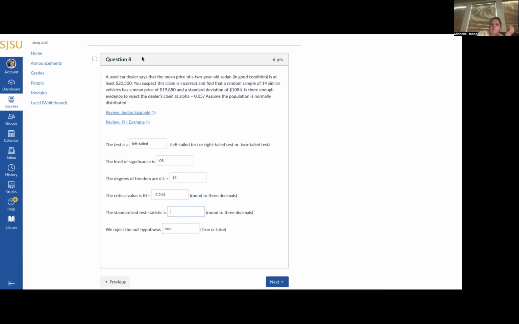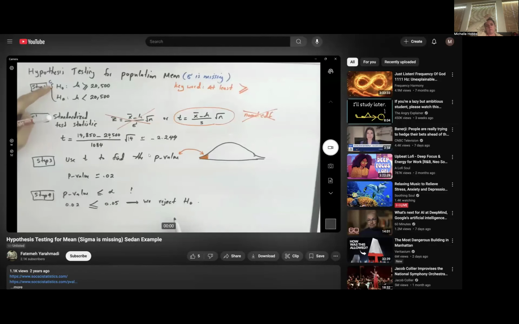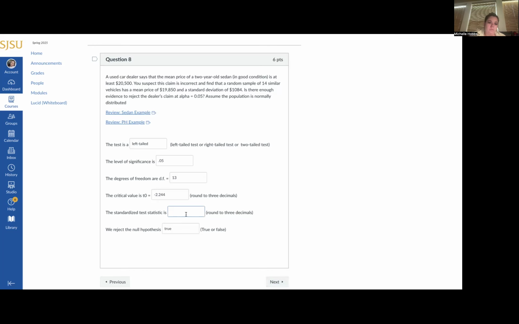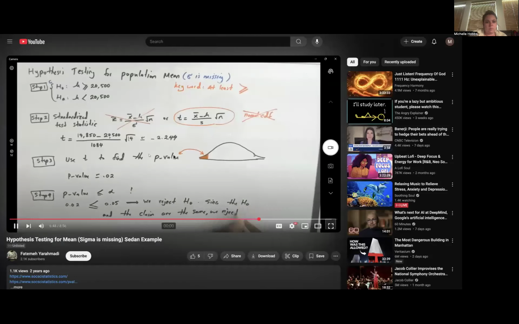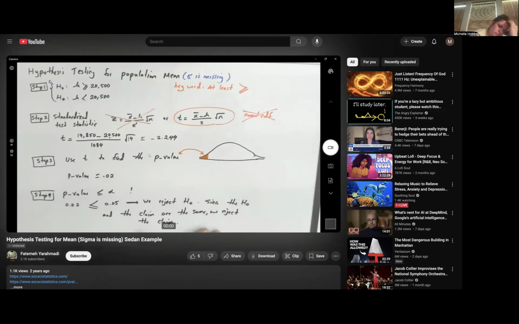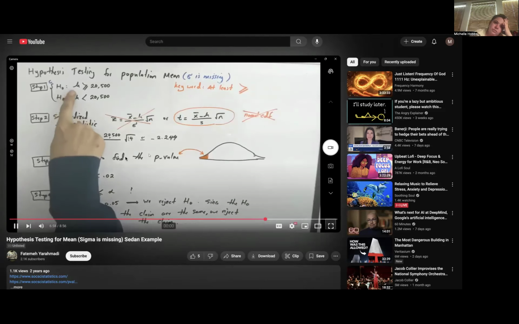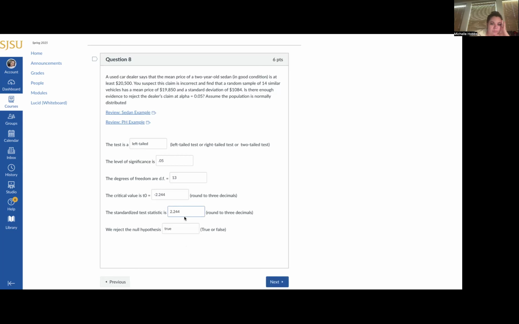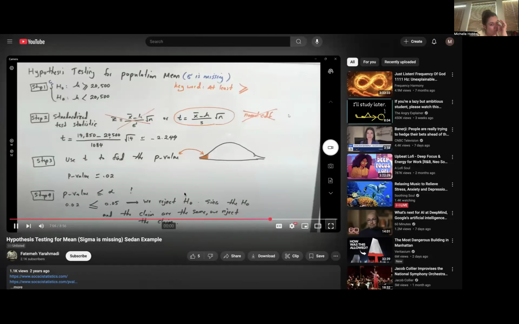Now take a look at the hypotheses here. The null hypothesis and the claim are the same thing. Since the null hypothesis and the claim are the same, we reject the claim as well. At 5% level of significance, we reject the claim that the mean price is at least $20,500. Let me show you how to use your calculator.